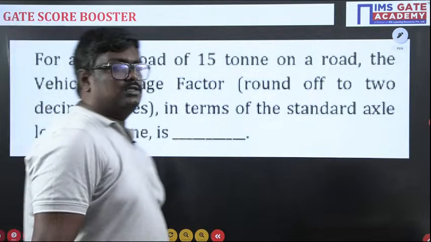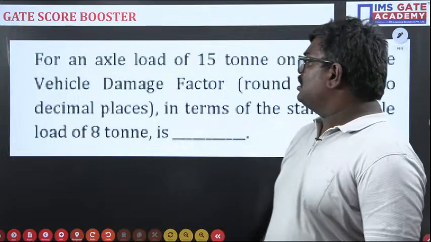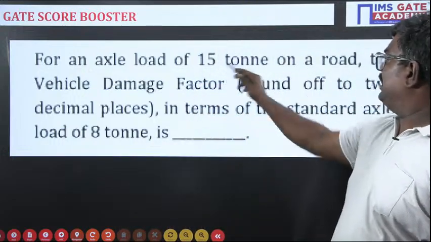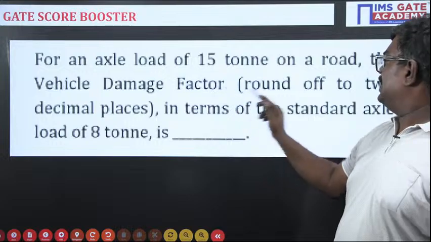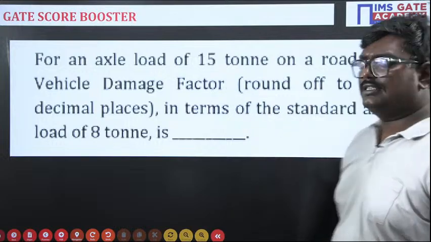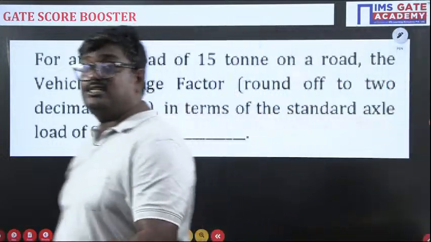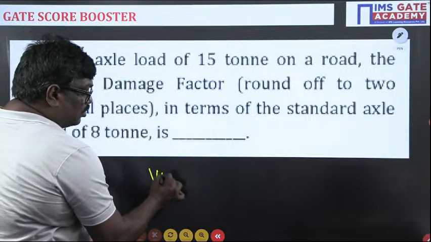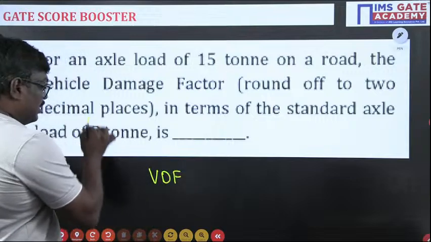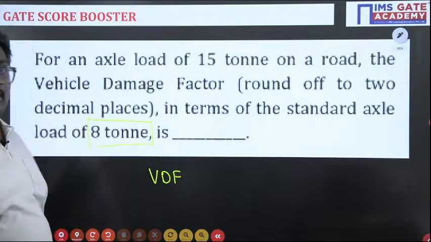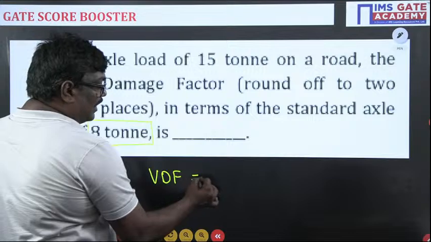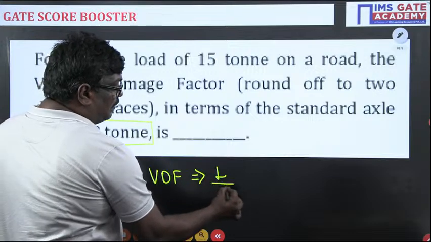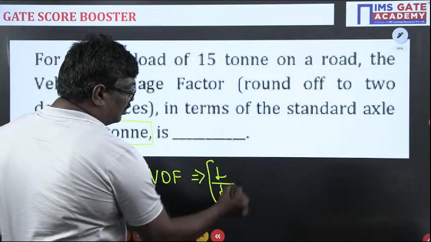Now see, students, there was another important question. For an axial load of 15 tons on a road, the vehicle damage factor in terms of standard axial load of 8 tons. See students, in some questions, they will not give you the standard axial load also. They will not give you this 8 tons also. You have to remember. So vehicle damage factor is given by the formula (L / LR) power 4.